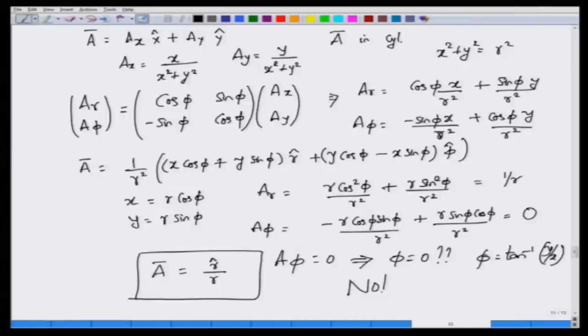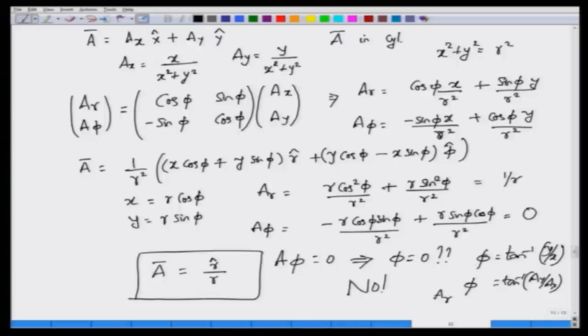If you know the value of ax and ay, this is equivalent to writing tan inverse of ay by ax. If you know ay and ax, you should be able to find the value of phi. Similarly, you know the value of r, or the ar component. You should be able to find phi, and you will see that this phi will not be 0.